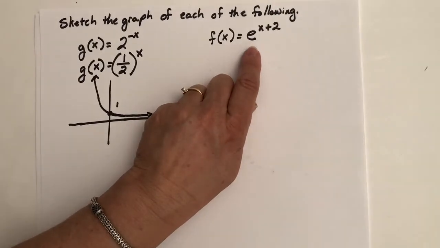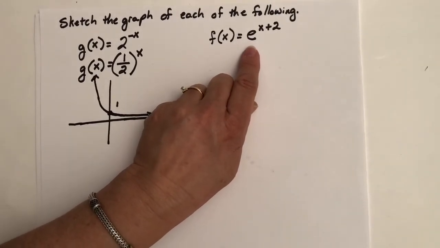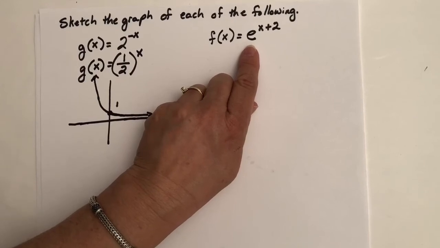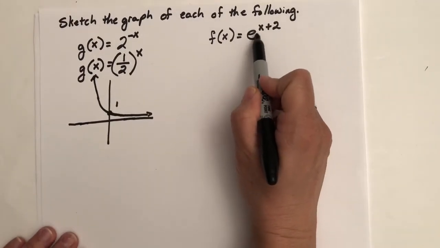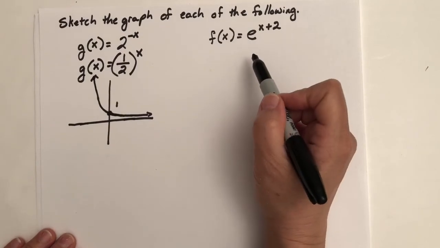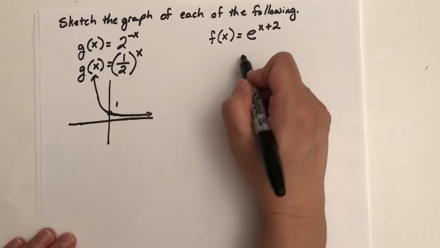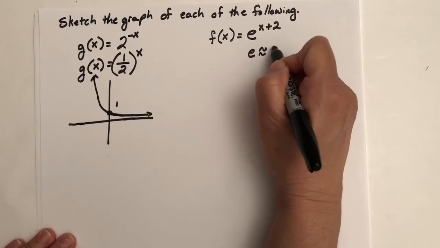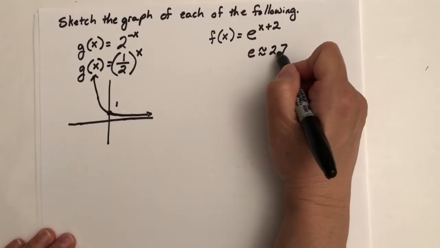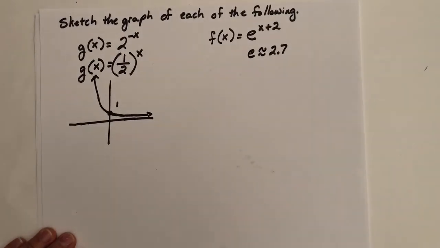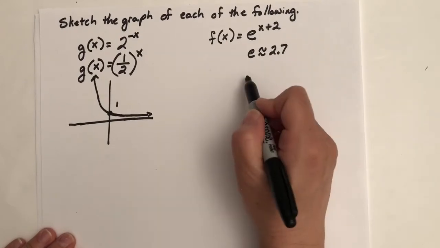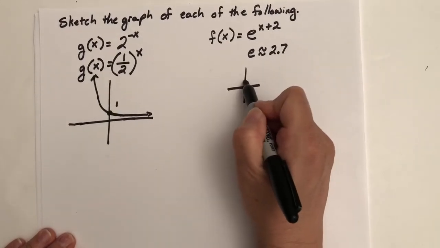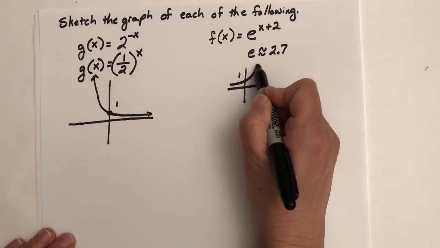e, remember, is a constant in the same way pi is. It's our irrational number that is about 2.7. So remember, this is now a base greater than 1. e is approximately 2.7, remember, it was 2.7182818, and on it went. But with a base that is bigger than 1, we know that our exponential function looks like this, our increasing function.